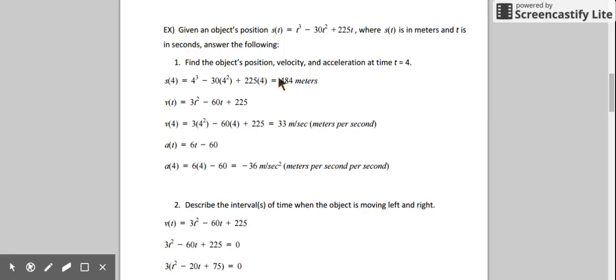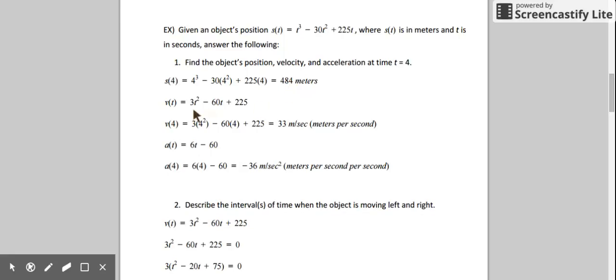We can find the object's position, velocity, and acceleration at any given time. For example, we'll do it at the end of 4 seconds. So if I want to find the position of this object at the end of 4 seconds, I can plug 4 into my position function. If I evaluate my position function at 4, I get a result of 484 meters. So we are 484 meters away from our initial starting position.